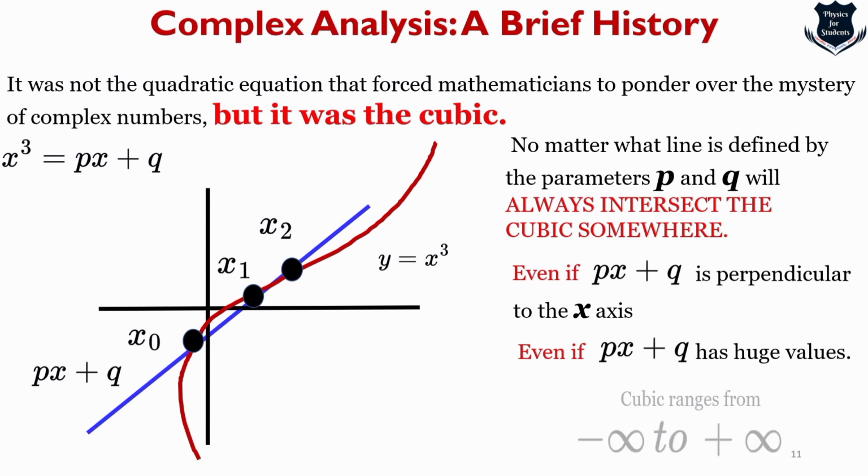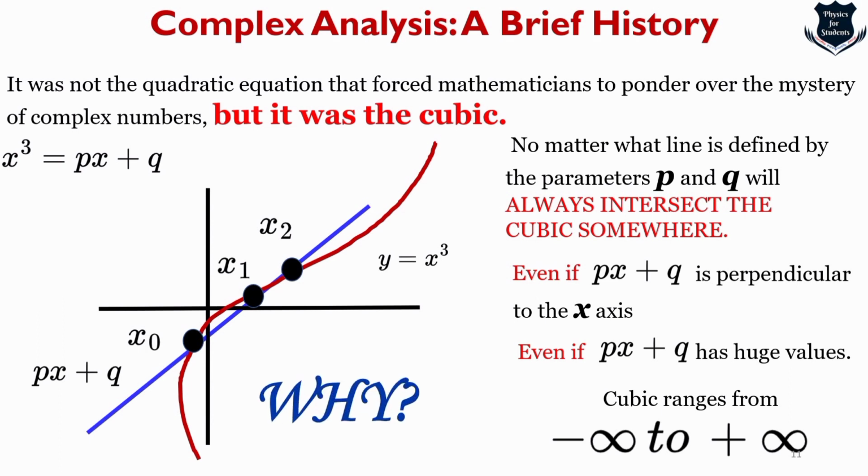Why? What is the reason? Because cubic ranges from minus infinity to plus infinity. That means there is no line that you can draw that would not intersect the cubic. This example is very different from the quadratic case, because for a parabola x squared, you would define a line mx plus n that would not intersect. So the question is why?